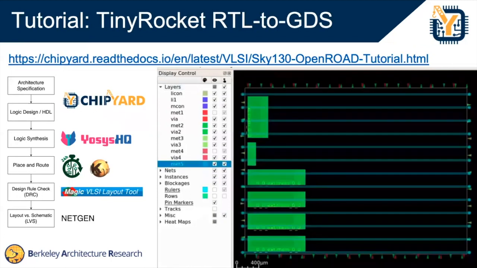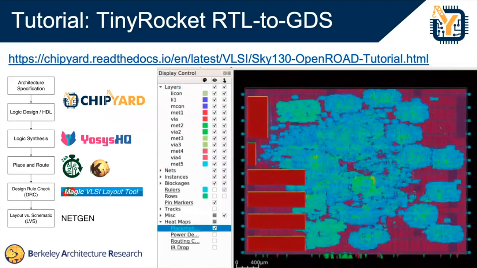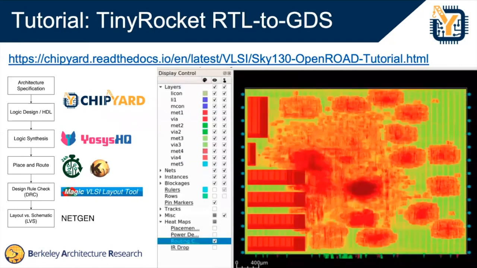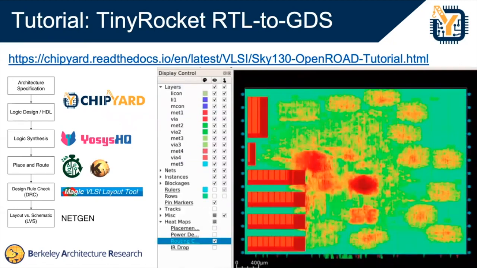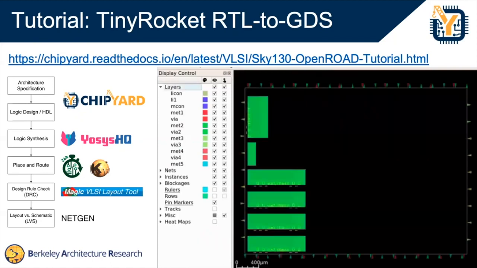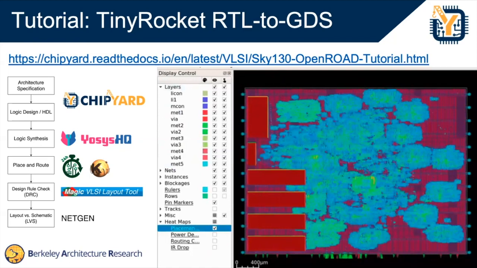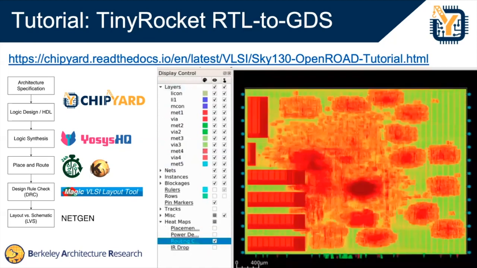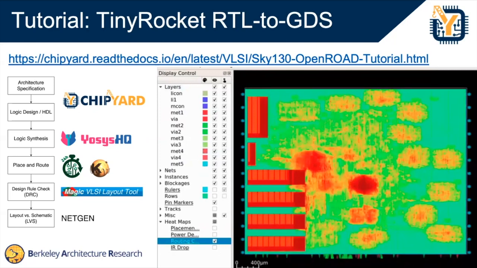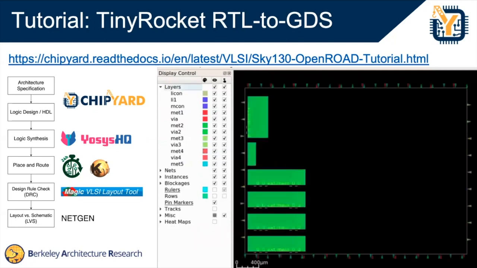And just as an overview of how this works, here's the RTL-to-GDS flow using Chipyard to define your design and all of the open source tools to go from RTL to GDS using the Sky130 PDK. This is using Yosys for synthesis, the OpenROAD toolchain for place and route, Magic for DRC, and Netgen for LVS. This is a fully open source flow.